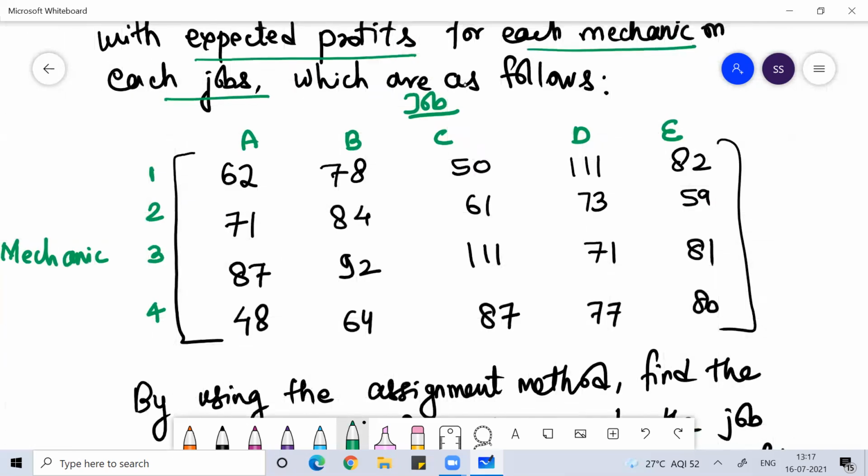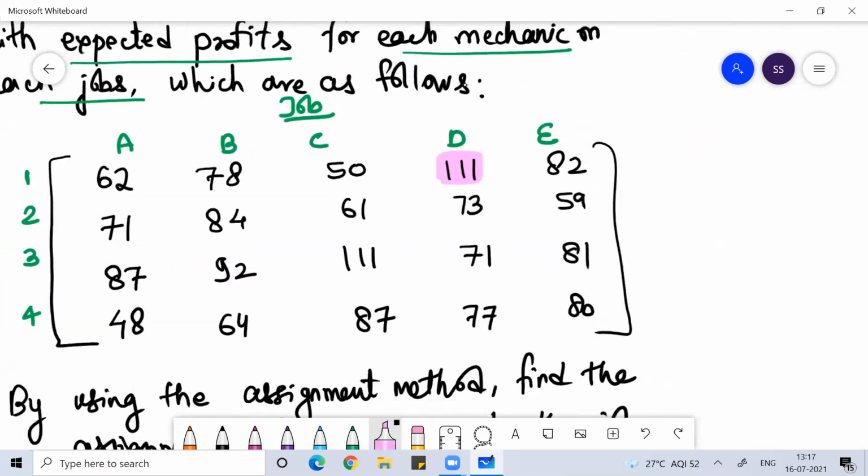So the objective function for this problem is not minimization, it is maximization. This is a maxima matrix, so we'll convert this maxima matrix into a minima matrix. How will we convert? We find the maximal element in the matrix and subtract all the elements from that maximal element, and that way we convert the maximal matrix into a minimal matrix. Before we do that, make sure this matrix is a square matrix.